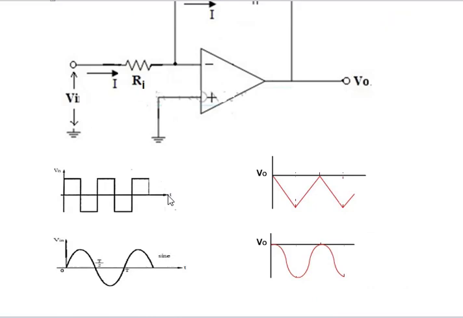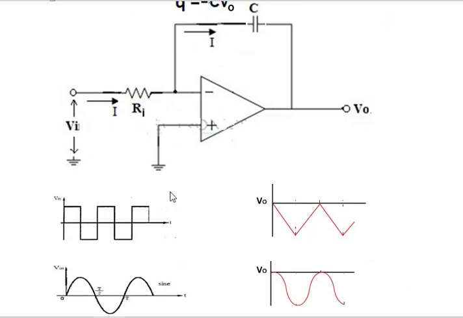See here, this integrator converts the square wave into a triangular wave. Here, the triangular wave. And the sine wave is converted into a cosine wave. So it integrates the square wave and sine wave and gives the output in integrated form.